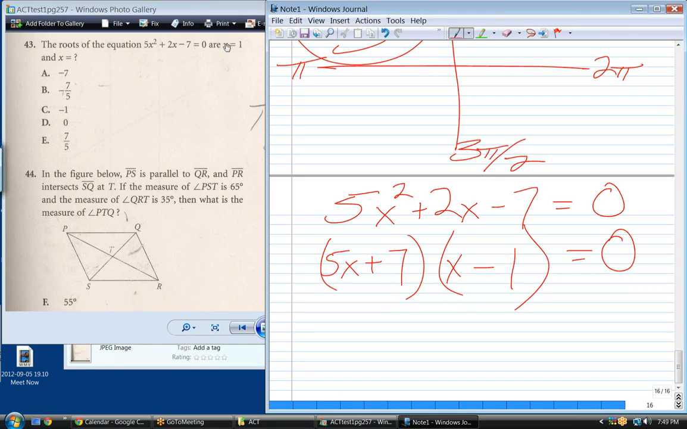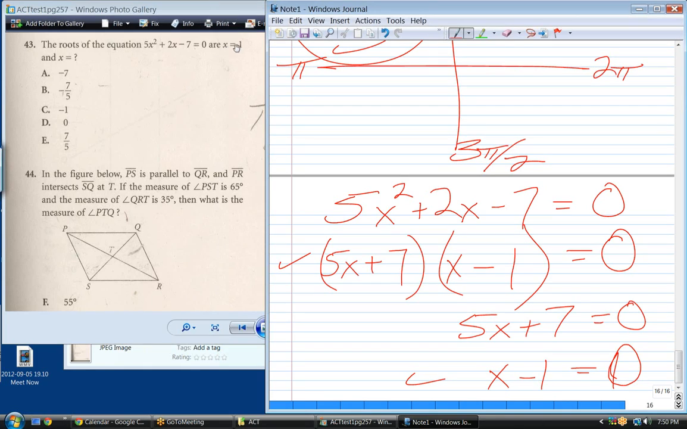But when they told us that x equals 1 is a solution, notice that if we would have factored this on our own, we would have gotten this. Once we get this step, we have two things being multiplied together equals 0. That means we set each one equal to 0. So I'll set 5x plus 7 equal to 0, and I'll set x minus 1 equal to 0. When I solve this one, I get x equals 1.